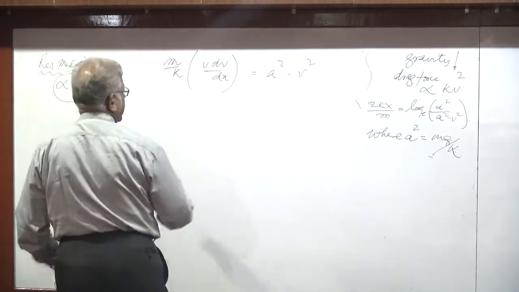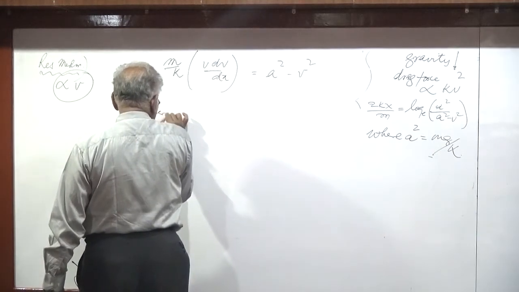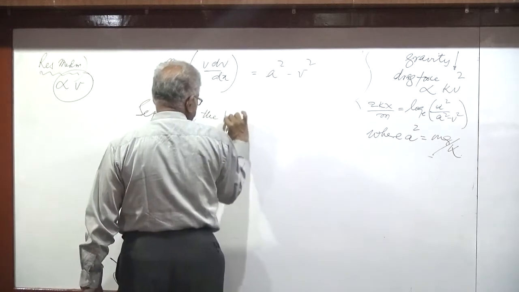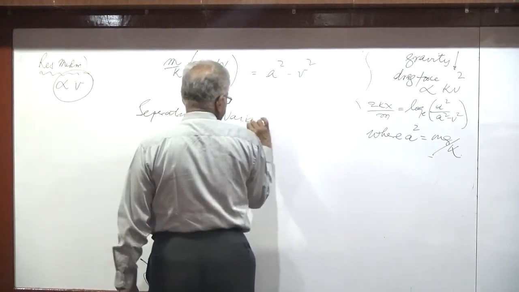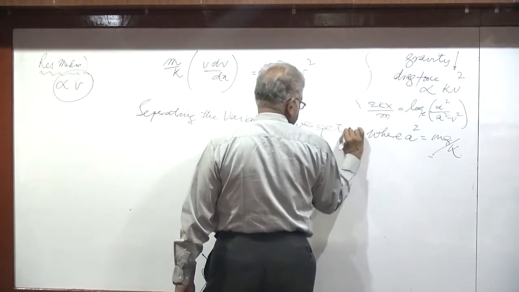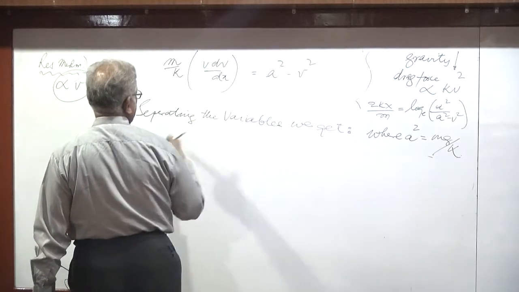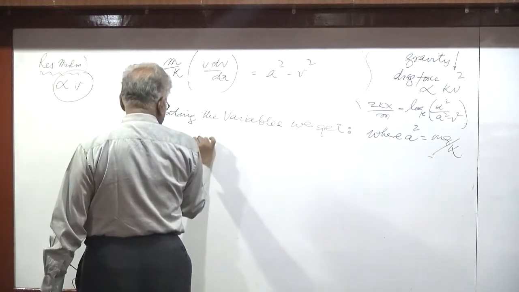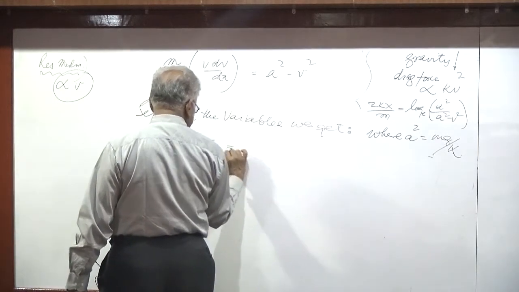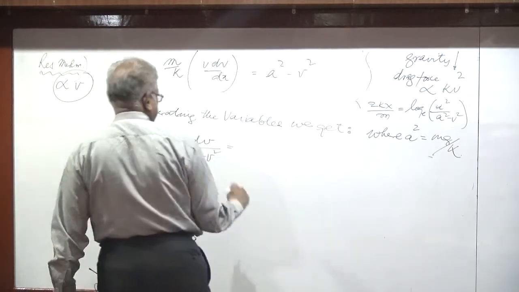We will separate the variables. So we write, separating the variables, what we get is v dv over a square minus v square is equal to k dx over m.